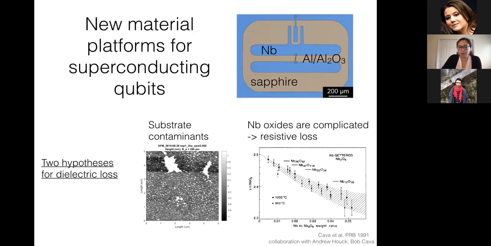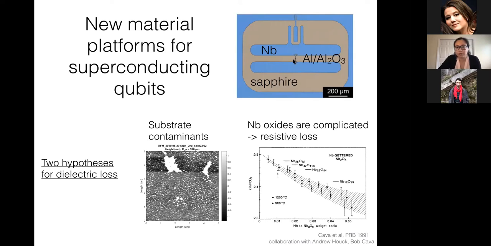Okay, so with that aside, what we wanted to do was now look at superconducting qubits and try to figure out, by looking directly at the material systems, whether or not we can make any improvements. So just to orient you, this is sort of the typical qubit that the Hauck group fabricates.